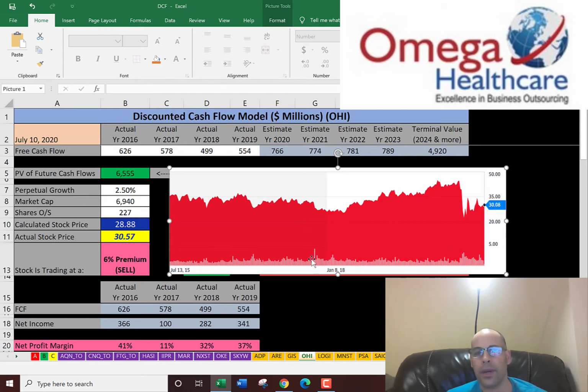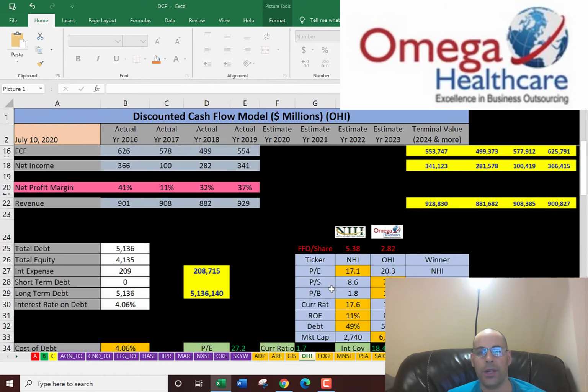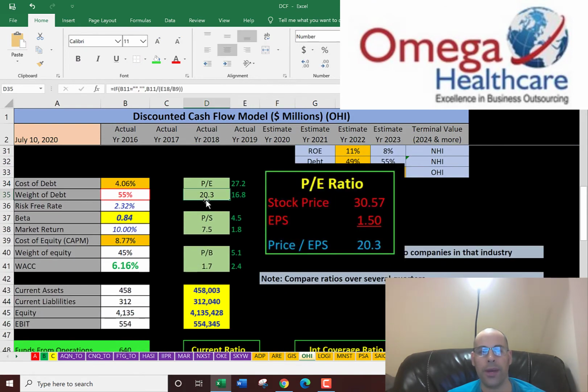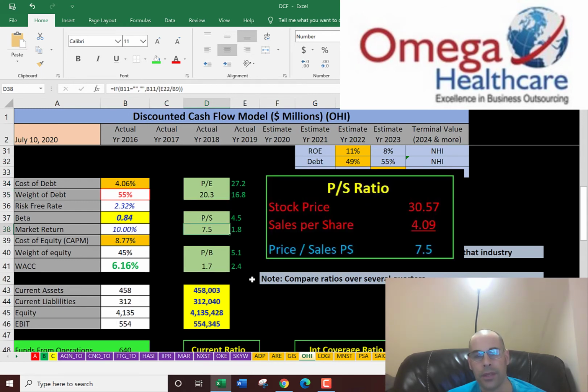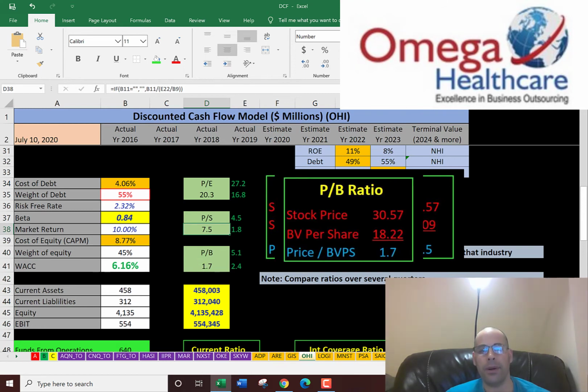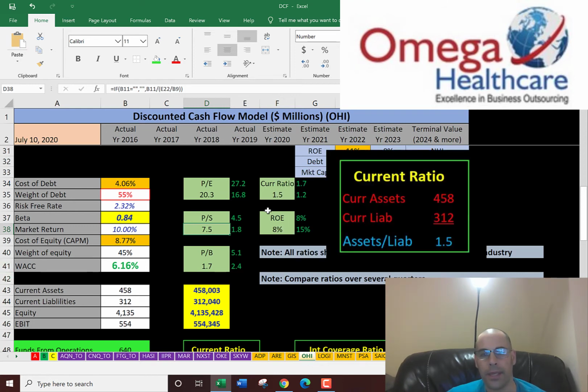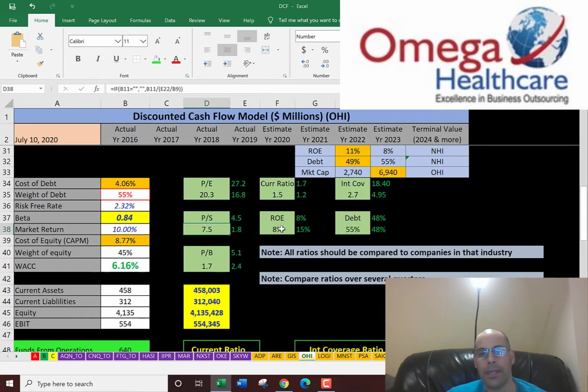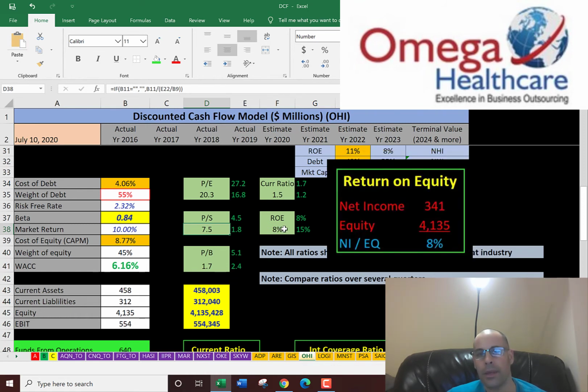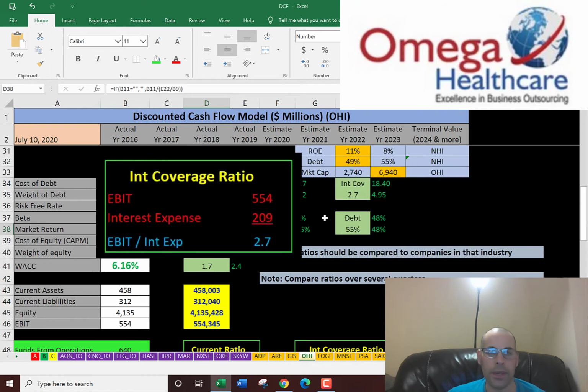So let's also look at their financial ratios to get some more information. They have a PE ratio of 20.3. That's price per share over earnings per share. And they have a price to sales ratio of 7.5. That's price per share over sales per share. They have a good price to book of 1.7. That's price per share over book value per share. They have a good current ratio of 1.5, so they can easily cover their current liabilities. A low ROE of 8%. That's income over equity. Interest coverage ratio of 2.7, so they can cover their interest payments almost 3 times.